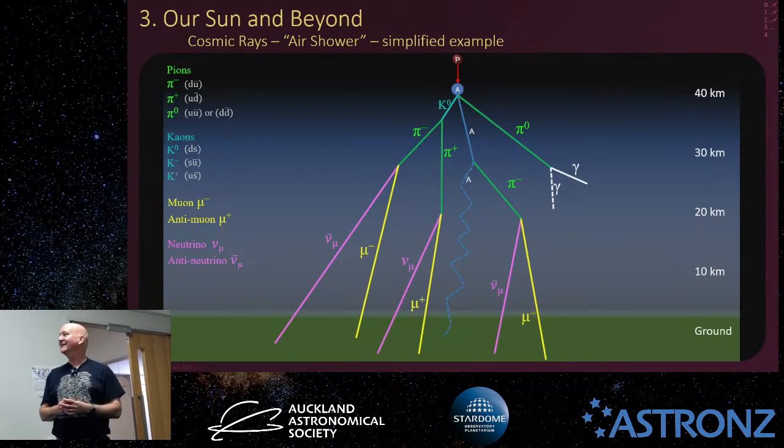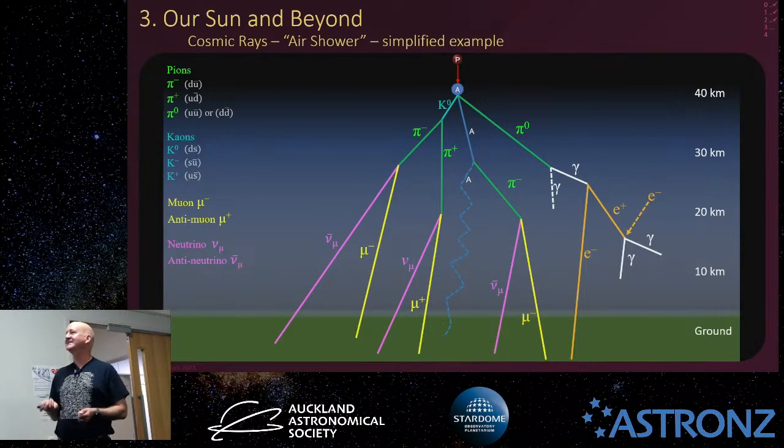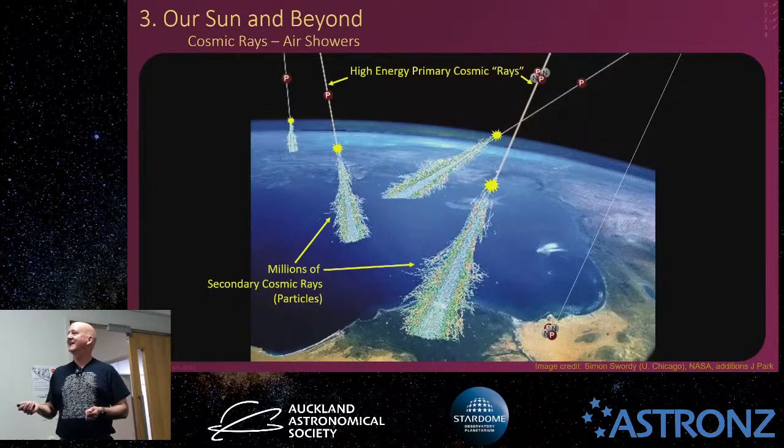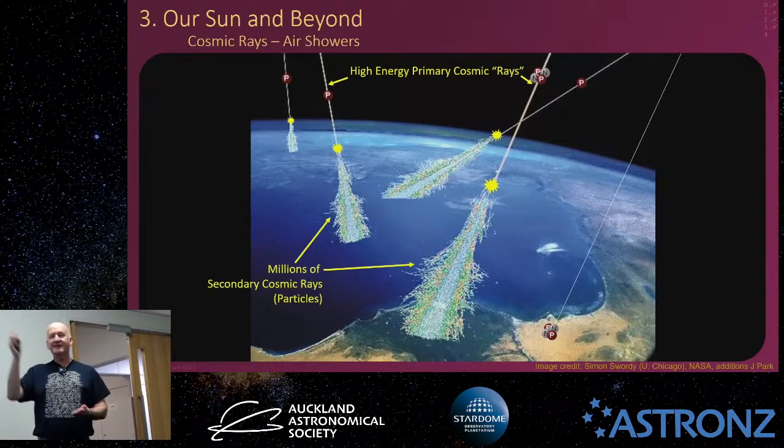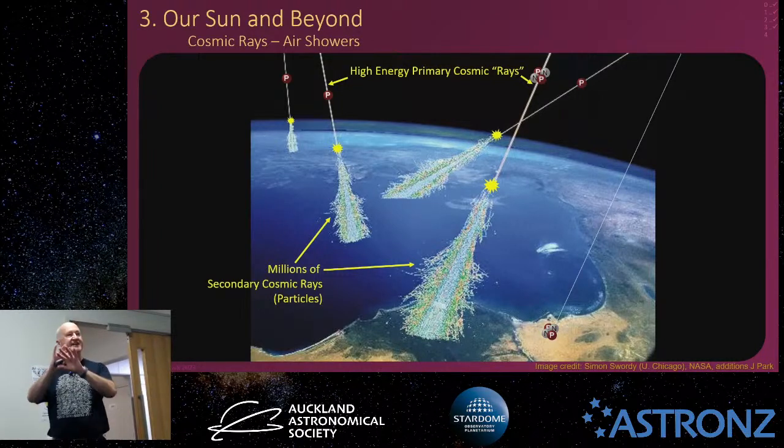Other things happen as well. Pions can turn into gamma rays. They can turn into electrons and anti-electrons, and so on. In reality, there's actually millions of particles created in these air showers. So the high energy cosmic rays are the primary cosmic rays, and these are called secondary cosmic rays. These are all the particles that are created and shower the Earth, and so they're called air showers. Occasionally some of these will get all the way through, so occasionally a helium nucleus or a high energy proton will come zapping through. But it's mainly these air showers of particles that are coming through.